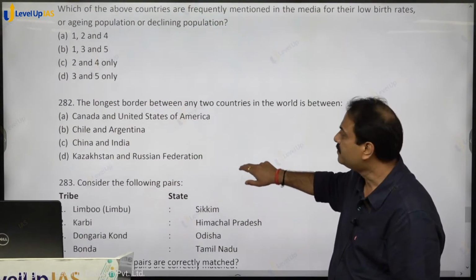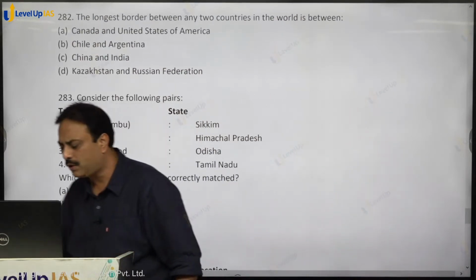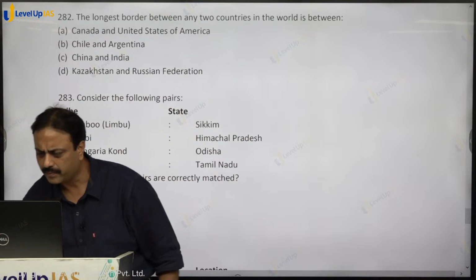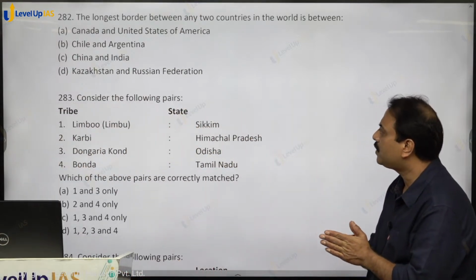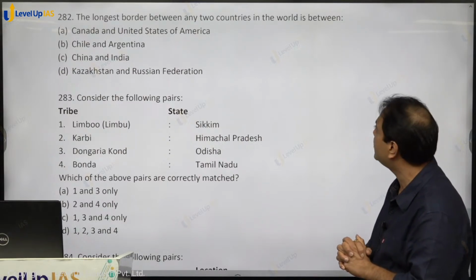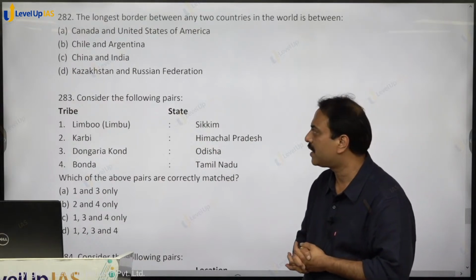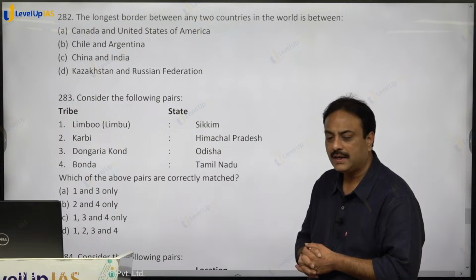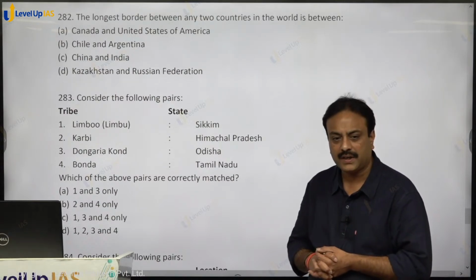Clear on that? Let's move on to next question, that is question number 282. The question number 282 asks you about the longest border between any two countries in the world is between which states? Canada and United States of America is there, Chile and Argentina, China and Indonesia, Kazakhstan and Russian Federation.